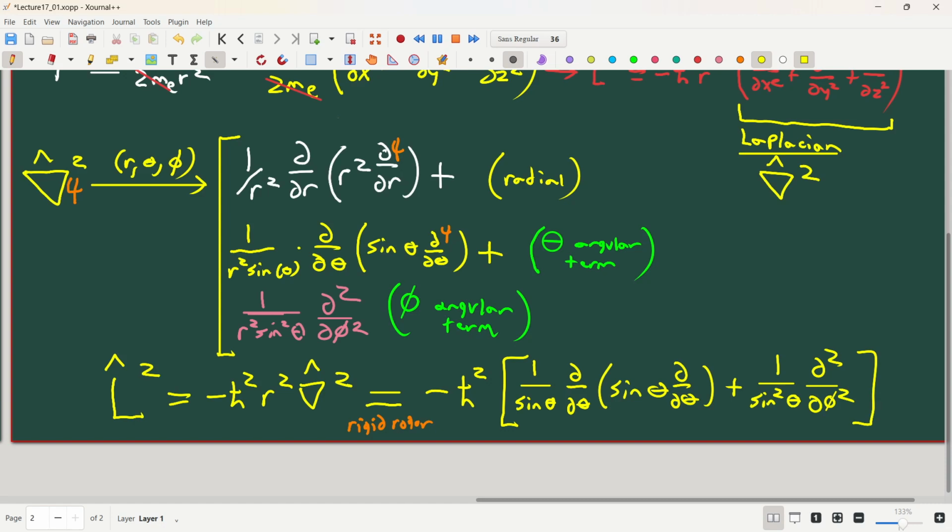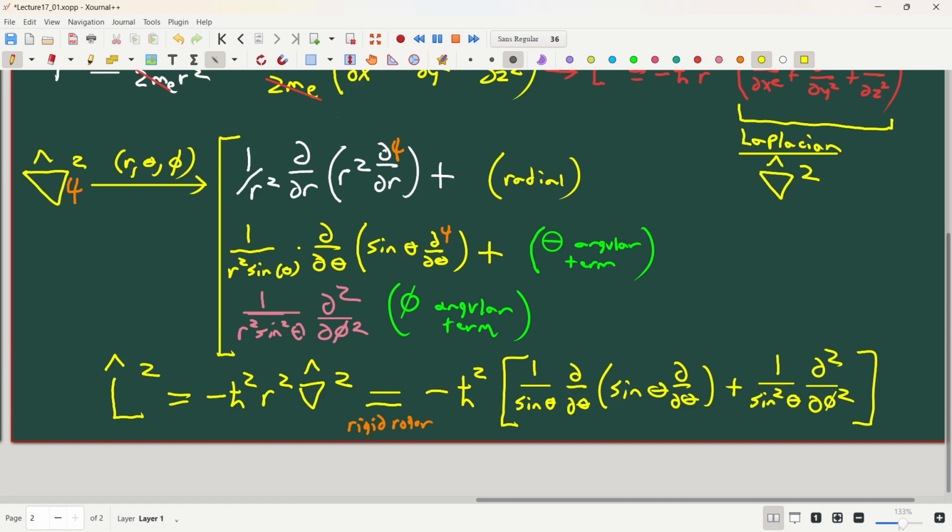Because we've assumed all this, we've reduced our problem to something that's only dependent on the two angles. Exactly what we want. We want to reduce this to an angular problem, and that's exactly what we did. Angular momentum has no dependence on r. There's no r in the equation. It's completely fixed. L is completely independent of r. Precisely what we want.